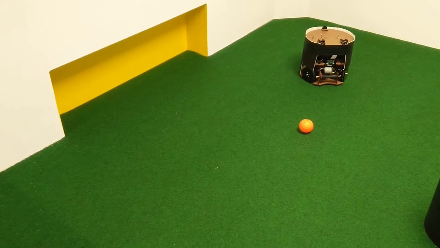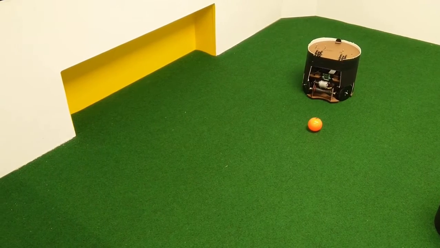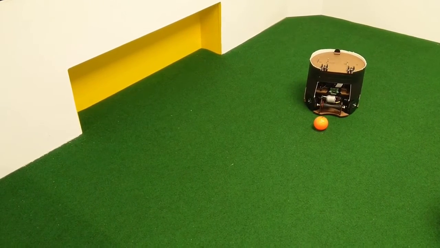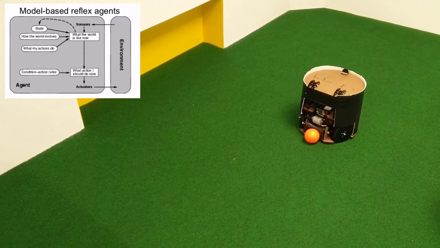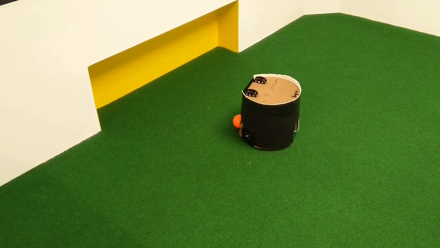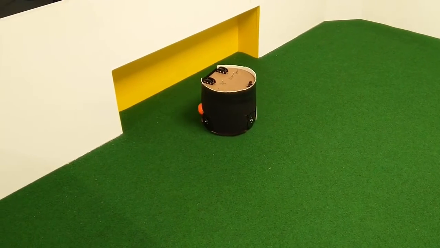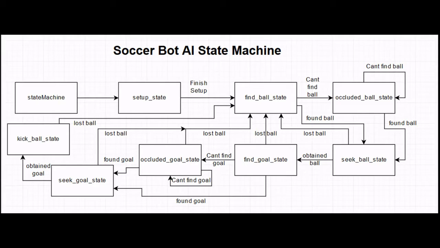The task of the AI and navigation system is to combine the other subsystems so the robot can obtain the ball and kick goals while avoiding obstacles. The AI system uses a model-based reflex agent, which can easily be implemented as a state machine for coding. This type of agent allows the robot to make decisions based on tasks that have been completed. For example, the robot must first obtain the ball before it can score a goal.